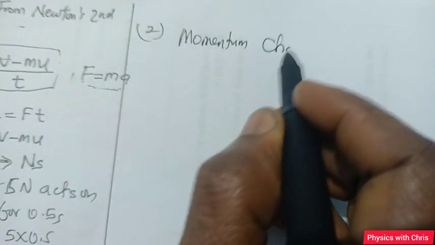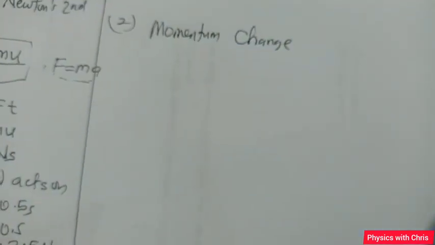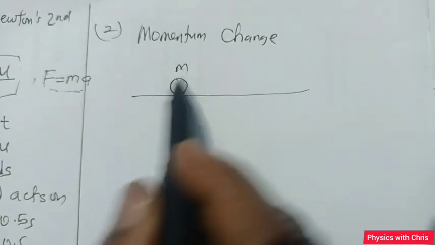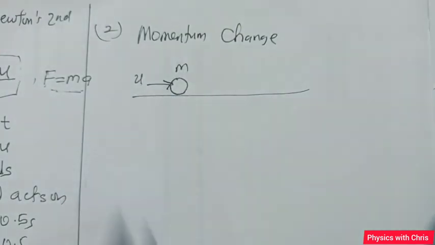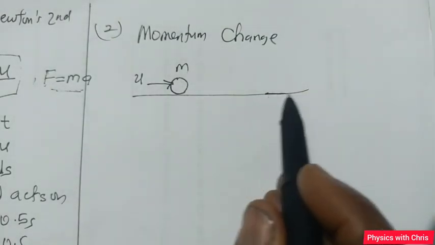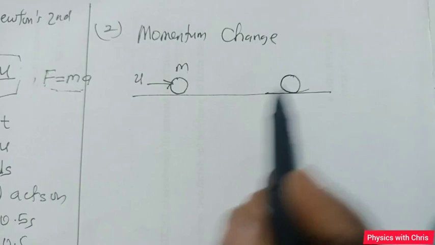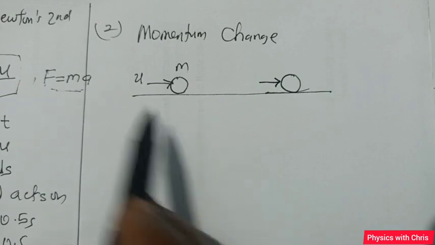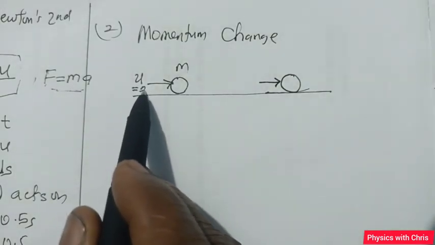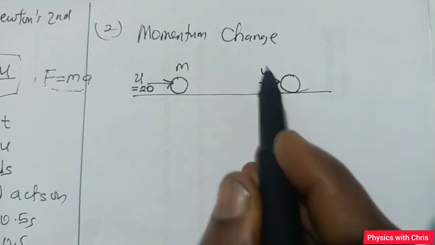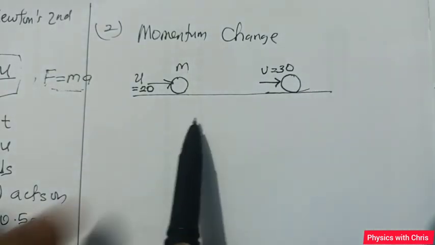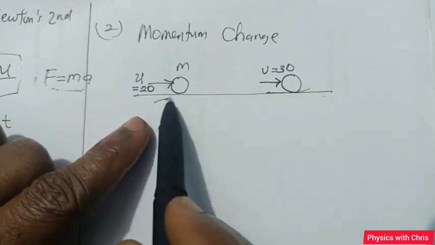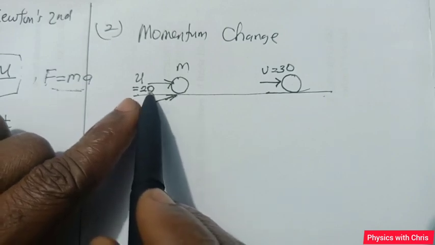Momentum change. Now, let's have this case when a body of mass m is moving with an initial velocity u along a straight line. If the momentum of this body must change, a force must act on it. What the force does is to change the velocity of the body from an initial value, maybe 20 meters per second, to a speed of 30 meters per second. So for the speed of the body to change along this straight line, a force must act to cause the body's velocity to change from 20 to 30.